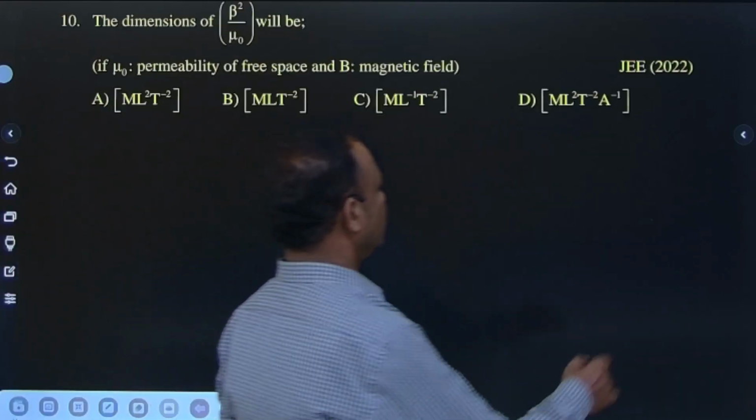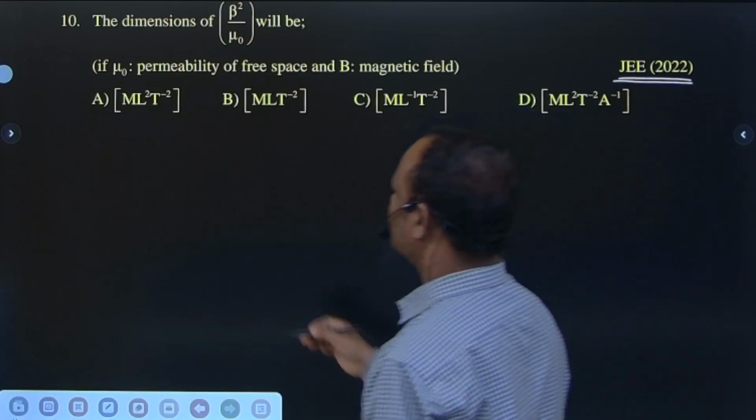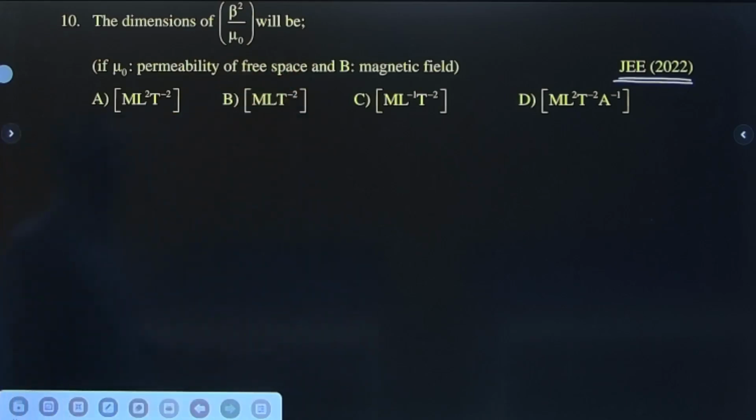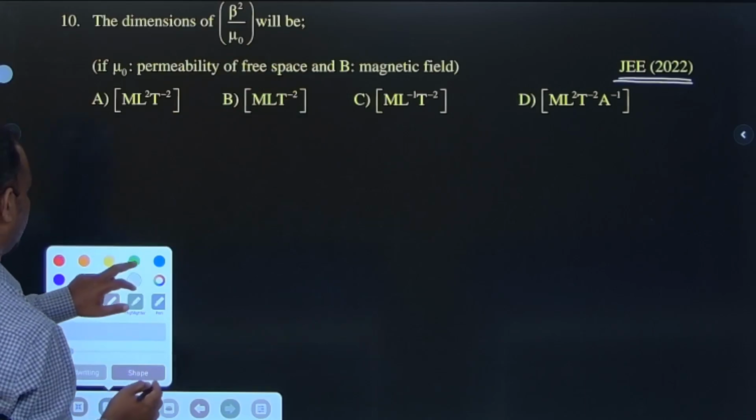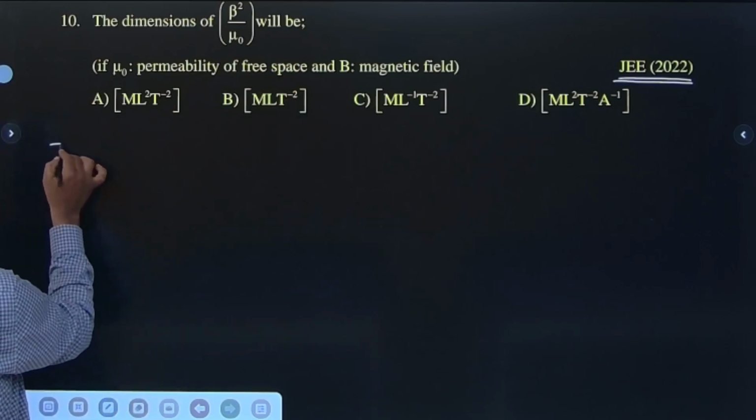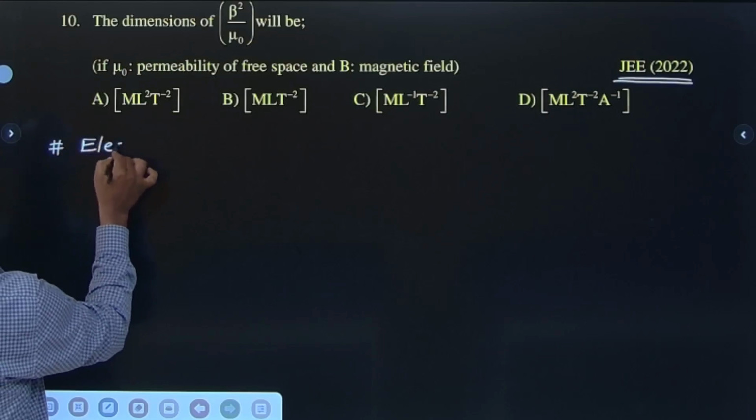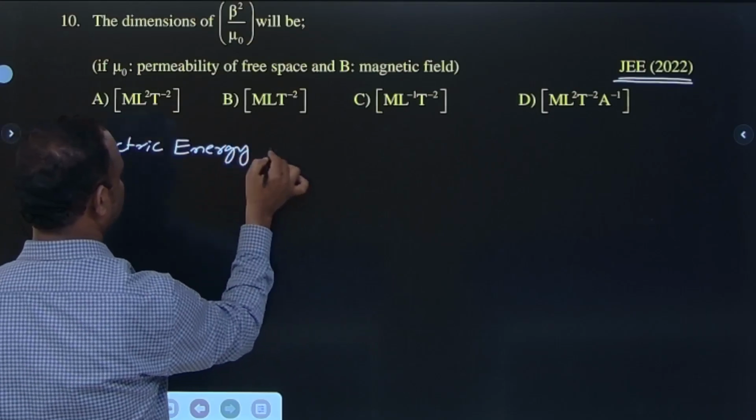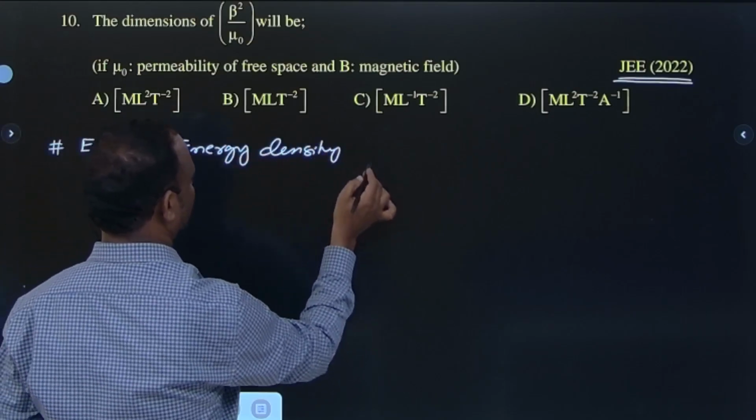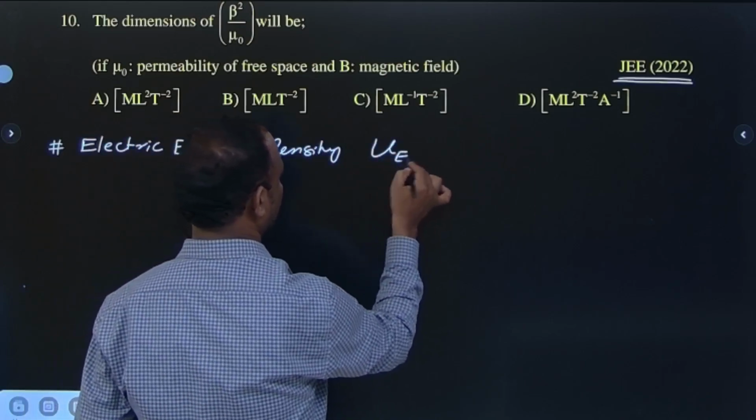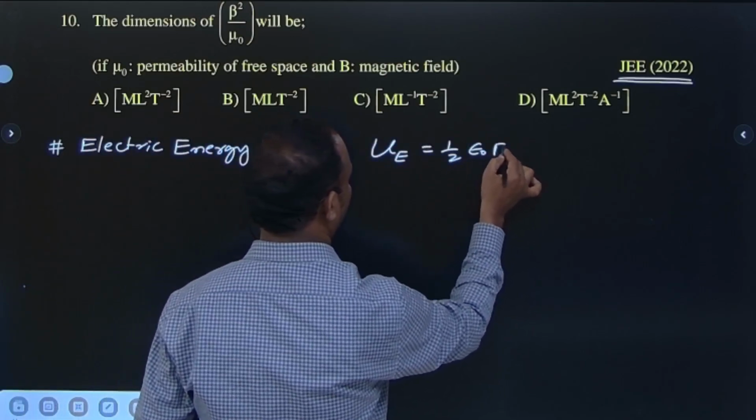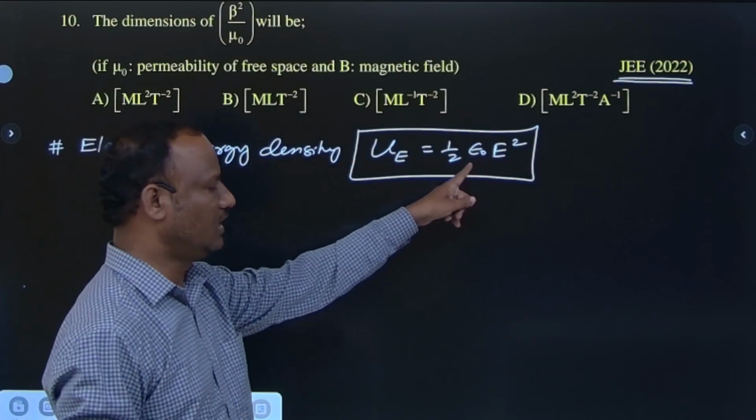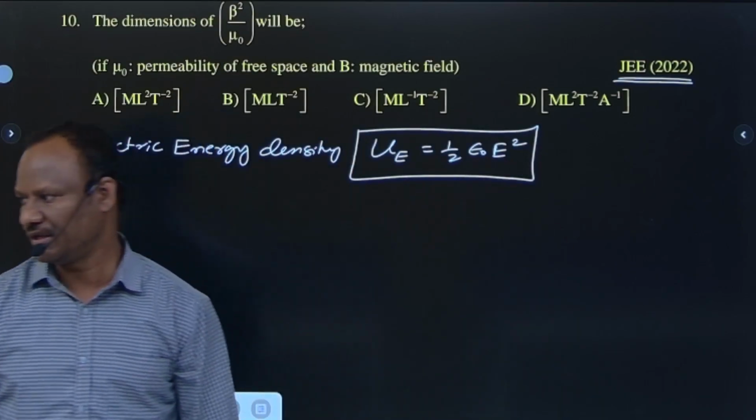Here is the question. This is from JEE 2022. The dimensions of B square by mu naught will be asked. It's very simple, we should know the relation about this. First one is electric energy density. Energy density U E is equal to half epsilon naught E square. Please remember this, it is further useful. E stands for electric field, and epsilon naught is the permittivity of free space.